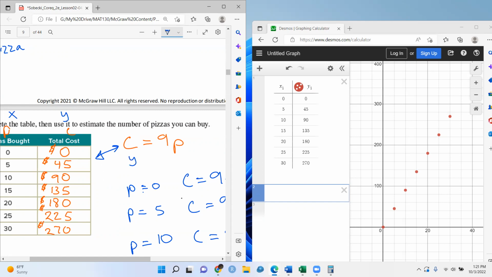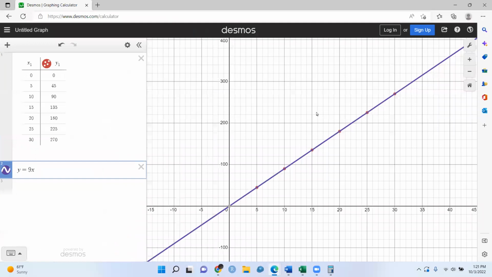So that means if I'm going to type this C equals 9P into Desmos, I'm really going to type in Y equals 9X. So just type that, Y equals 9X, and you will see that every single point in the table falls exactly on that equation that we wrote. So the two are the exact same thing.